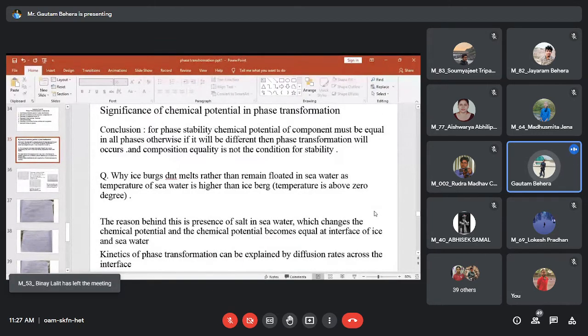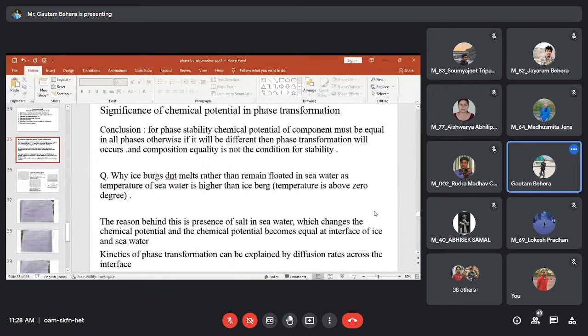And the point is, if the chemical potential will be different, then what does it mean? It means phase transformation can happen now, right? Obviously, because it is not the stability condition, the phase is not stable, it will undergo transformation if the chemical potential will be different, right? And another important point you have to remember, composition equality is not the condition of stability. Listen to it carefully. Stability condition is that the chemical potential of the species must be the same. That is the stability condition.